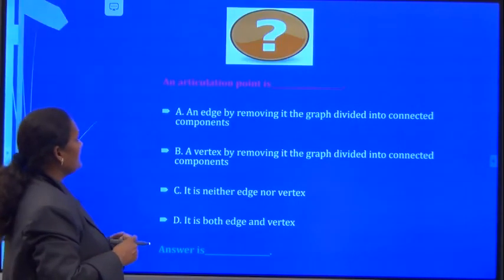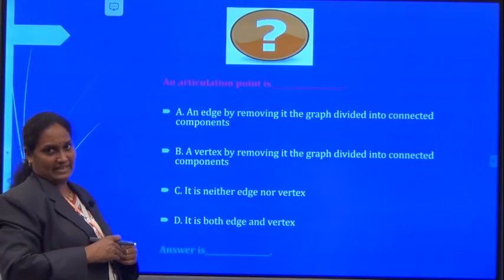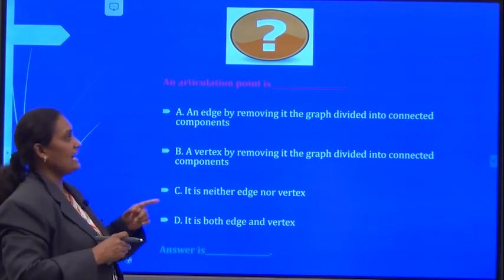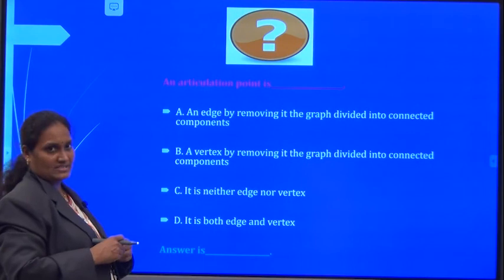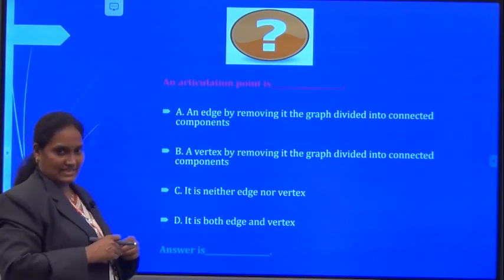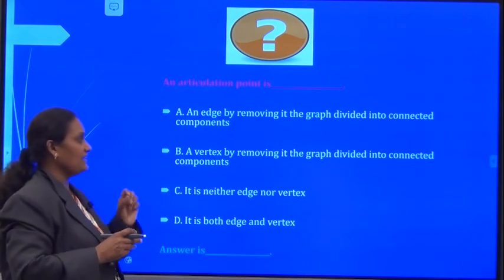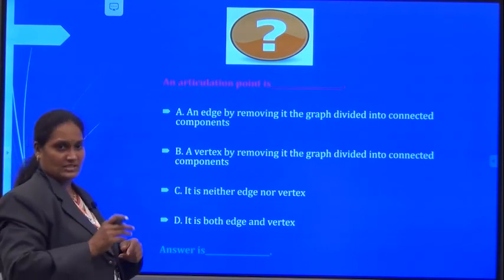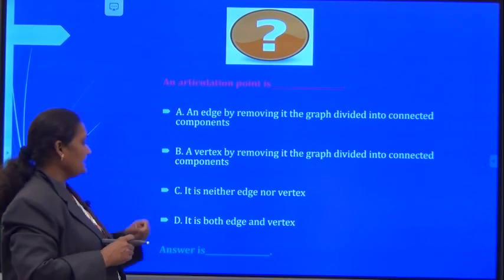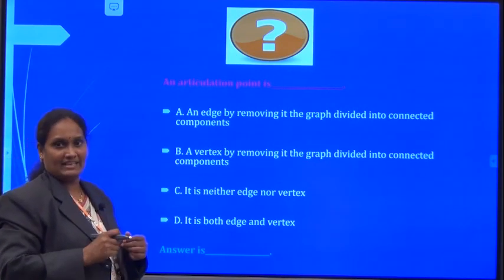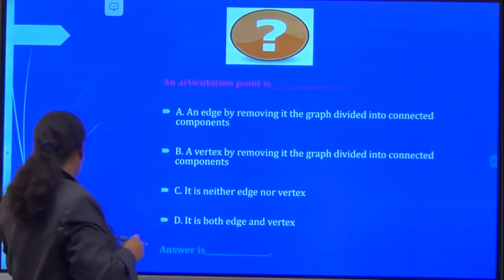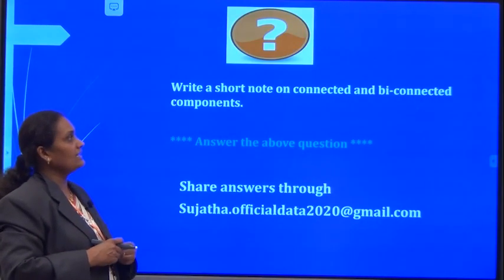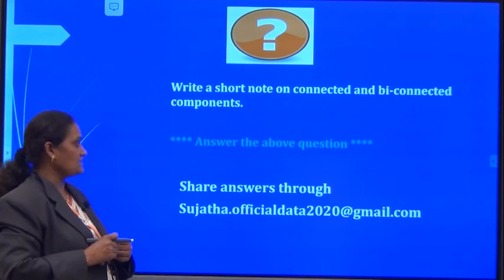The next question is, an articulation point is: option A, an edge, by removing which the graph is divided into connected components. Option B, a vertex, by removing which the graph is divided into connected components. Option C, it is neither an edge nor a vertex. Option D, it is both, it may be an edge or a vertex. The next question is, write a short note on connected and biconnected components.